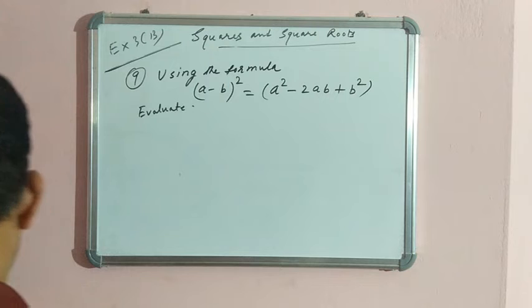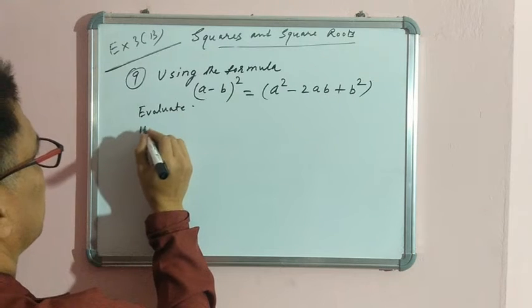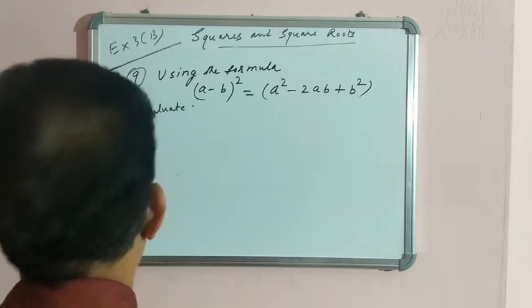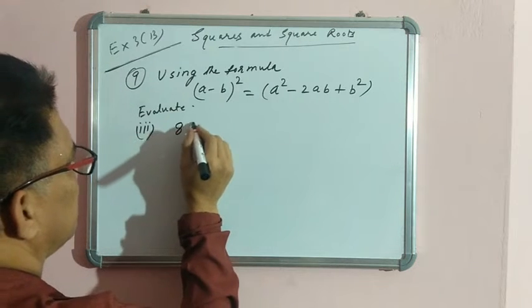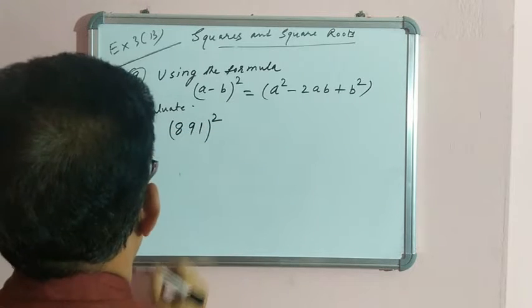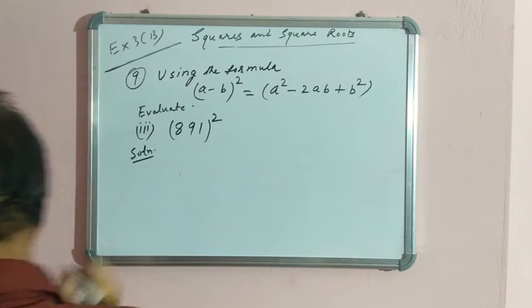Now ninth question, third part we are taking. The third part is 891 whole square. 891 whole square is this one. So the solution we will do here.